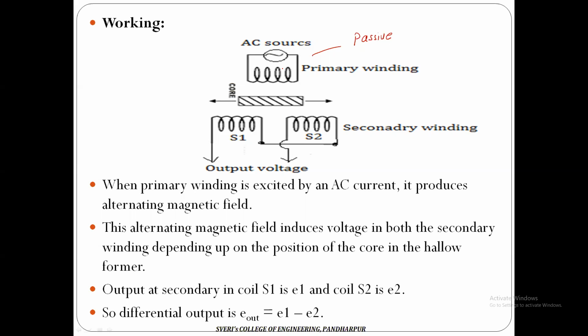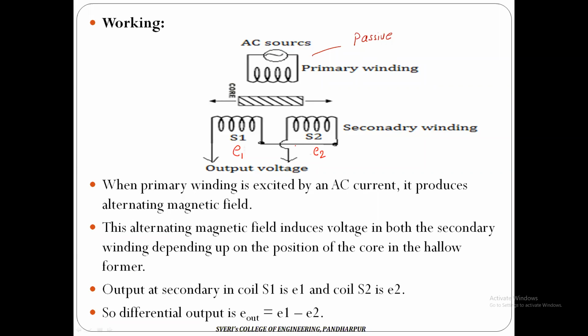So we know that as the primary winding is connected to the AC source, definitely alternating current is flowing through the primary winding. This alternating current in the primary winding creates an alternating magnetic flux, and this alternating magnetic flux will link with both the secondary coils, and according to Faraday's laws of electromagnetic induction, EMF is induced in both the secondary coils. EMF induced in coil S1, I say that E1, and EMF induced in coil S2, I say that it's E2.